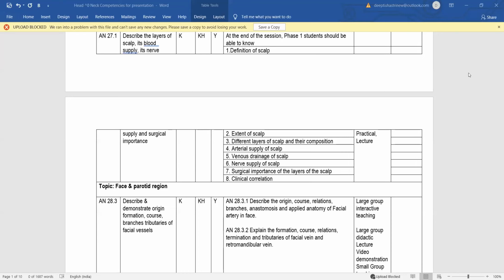Yes, I agree as well. So Dr. Saujanya, if you drop that word "know" on top of the stem, then you can change all the verbs to: define the scalp, mention the extent, discuss or describe the different layers of scalp and their composition, explain the arterial supply, venous drainage, and explain the surgical importance of the layers. Okay, ma'am.